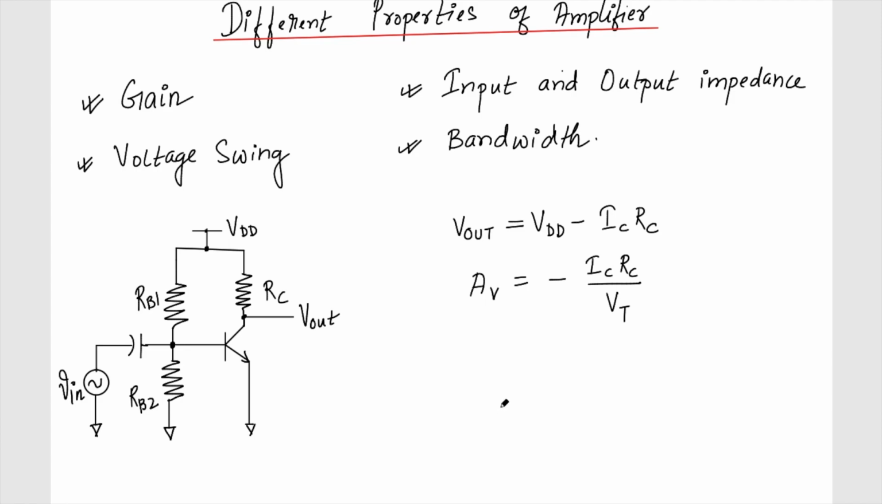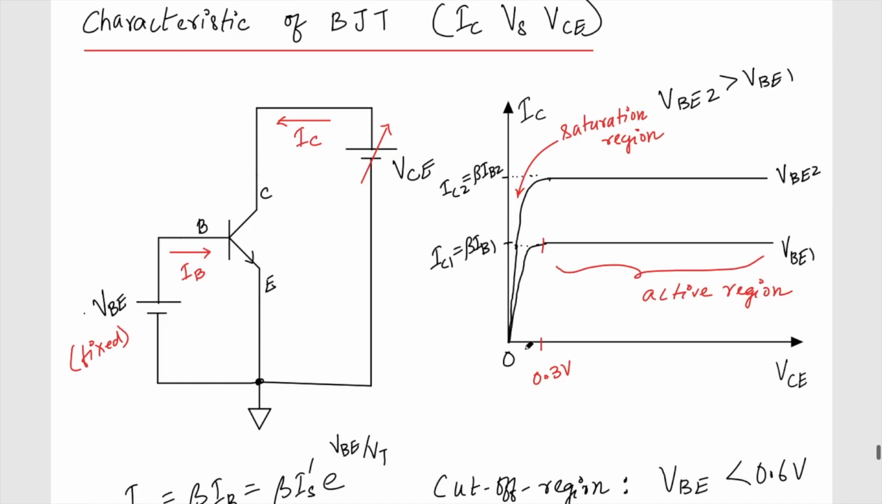Now if you see this expression of the gain, if I want to get a very good gain, I can increase my IC and RC because I don't have an option of increasing this VT. IC into RC is the drop across this resistance, because the current flowing through it is IC. If I try to make the gain very large, the DC voltage drop across this will become very large, and it can force this transistor to go to the saturation region, because if the VCE voltage is lesser than 0.3, then my transistor goes into the saturation region. We know this, right?